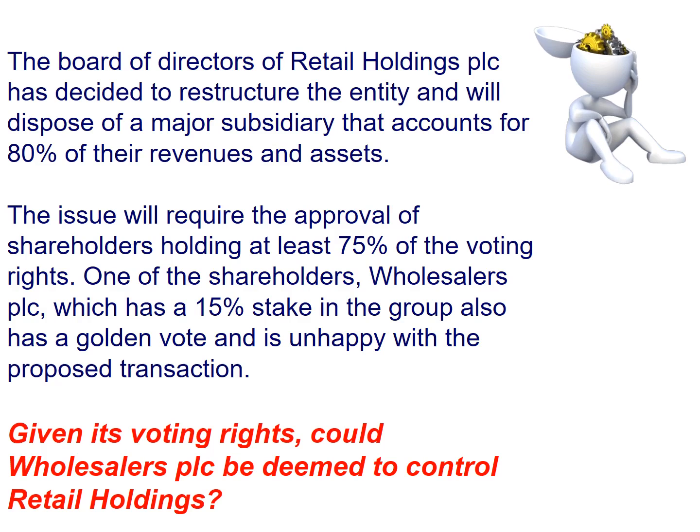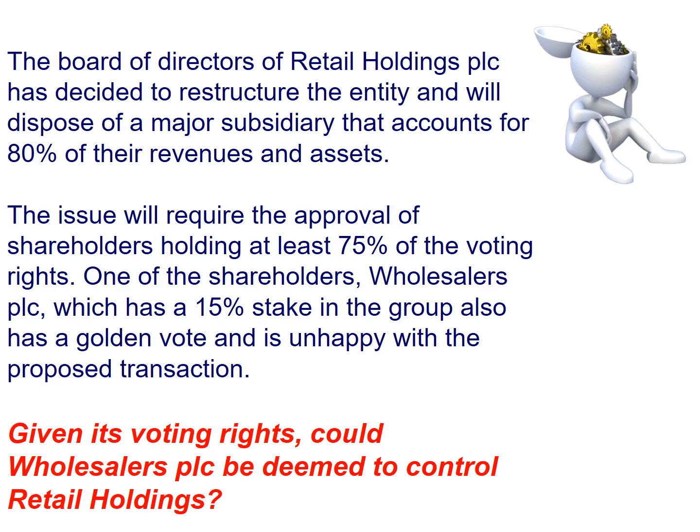Consider the following example. We have a situation where the board of directors of Retail Holdings have decided to restructure the entity and dispose of a major subsidiary that accounts for 80% of the revenues and assets. In this particular instance, the issue will require the approval of shareholders holding at least 75% of the voting rights. Now, one of the shareholders, a minority in this instance, has a 15% stake in the group. They also happen to have what we refer to as a golden vote, and they are unhappy with the proposed transaction.